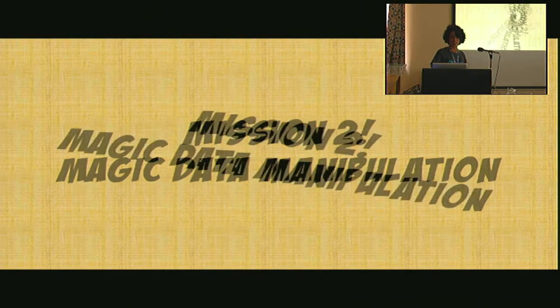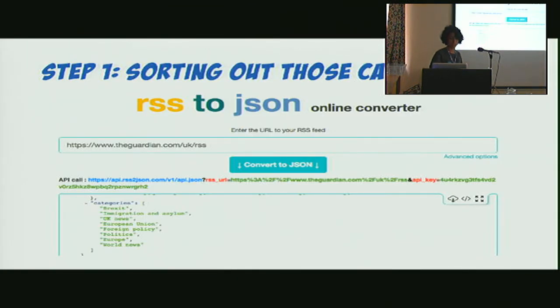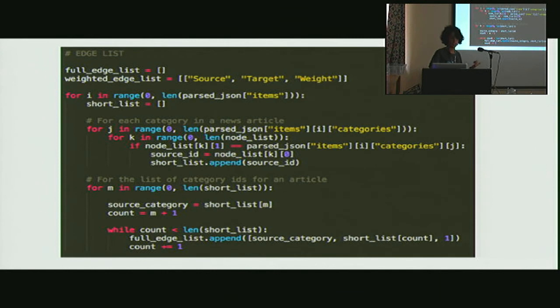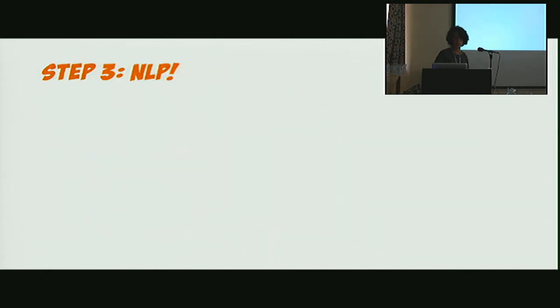We've got all our data. Mission 2 was magical data manipulation. So sorting out these categories now. We read in the JSON file, make a little list of all the categories. We remove the duplicates in the last bit there. All the code will be on GitHub after this talk, and I'll send a link to the Slack channel. And then the edges, this was really complicated to do, but I've made a list of all the weighted edges, and then wrote those to CSV files. So that's all ready to go into my network, my map.